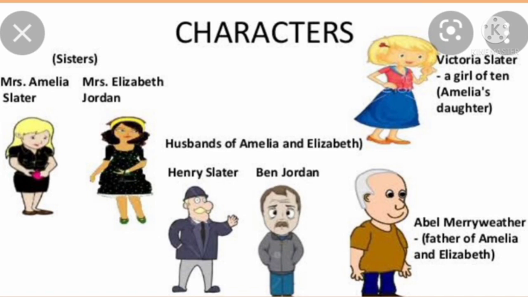We have another character, Victoria. That means she is the daughter of Amelia Slater and Henry Slater. We have another important character, Abel Merriweather, a 70-year-old man. He is the father of Amelia and Elizabeth and father-in-law of Henry Slater and Ben Jordan.